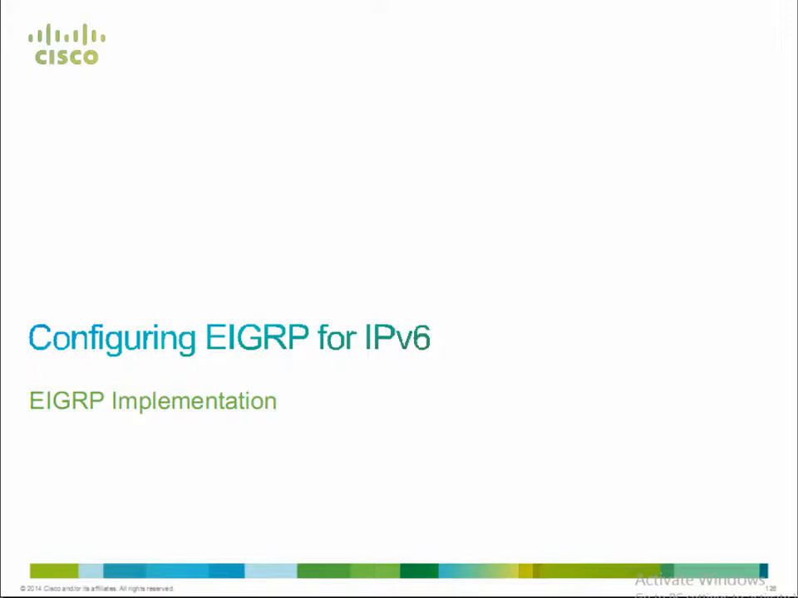Because EIGRP was designed to be useful for multiple network layer protocols, adapting it to work with IPv6 was relatively simple. And you're going to see that just about everything that we did over the past day with all the other EIGRP stuff easily carries over to what we're going to be talking about today.